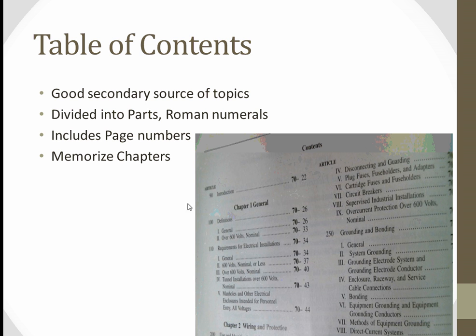So a little bit about the table of contents. It's a good secondary source of information after the index. The table of contents is arranged by article, and the articles are divided into part numbers. They use Roman numerals to identify the part numbers. And the bonus to the table of contents is that it has page numbers for each of those subtopics, or each of those part numbers.